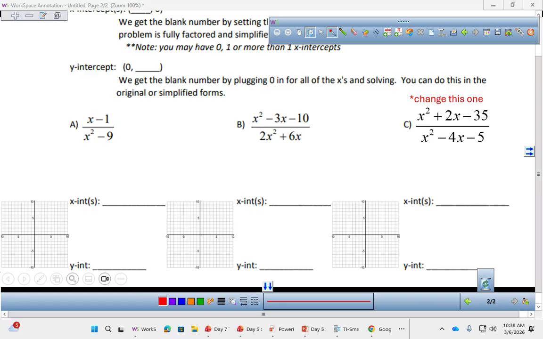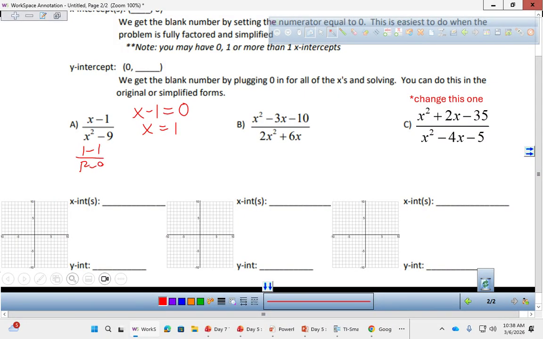So I'm going to take whatever's in the top. Sometimes I might have to factor it. In this case, I don't. I'm taking the top, and I'm setting it equal to 0. It looks like it might be a vertical asymptote, right? Because it's kind of the same format, but it's not. Putting 1 into this equation, the top's going to become 0. So 1 minus 1 over 1 squared minus 9. 0 over 1 minus 9. 0 over negative 8. It's just creating this 0 for the entire equation.